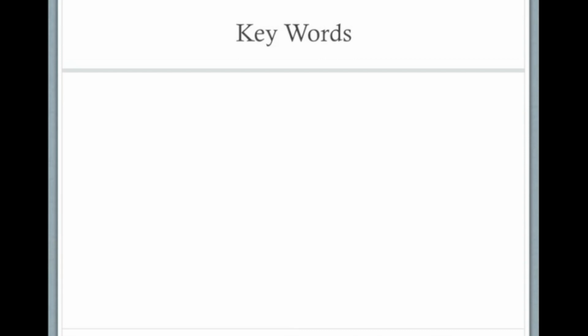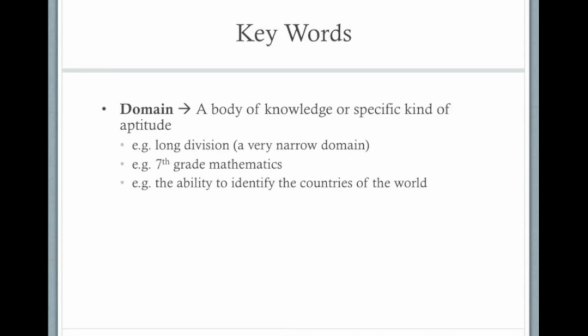Let's introduce some new vocabulary. Keywords. The first one is domain, and its definition is a body of knowledge or a specific kind of aptitude. For example, this could be your proficiency in long division, which would be a very narrow domain of something more general, such as 7th grade mathematics. Another example of a domain would be the ability to identify the countries of the world. Or I could define essentially the same domain as knowledge of the countries of the world.